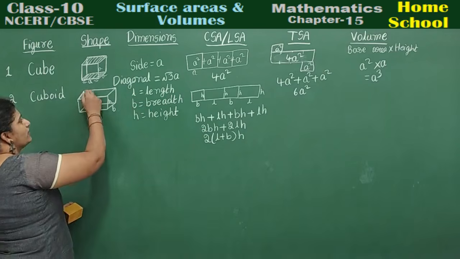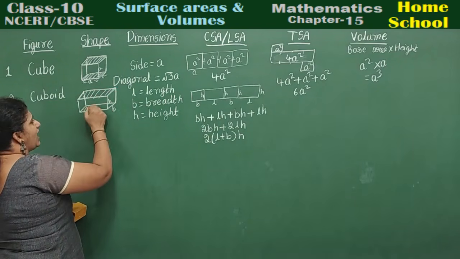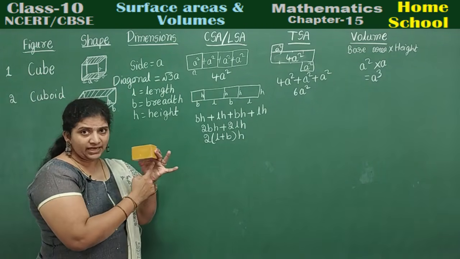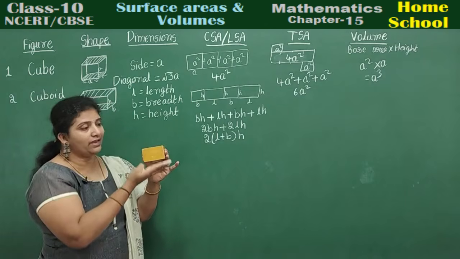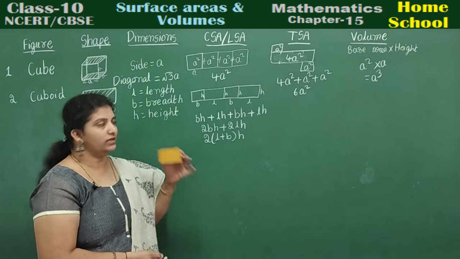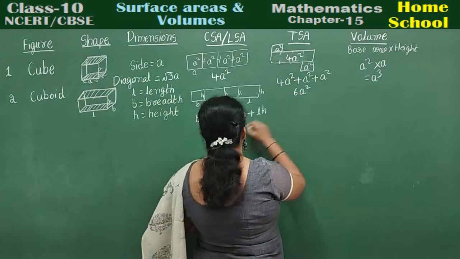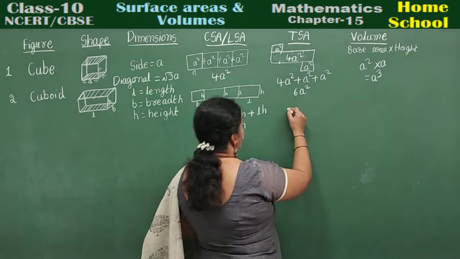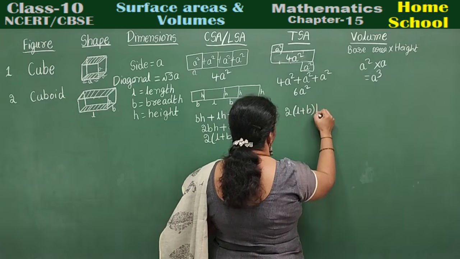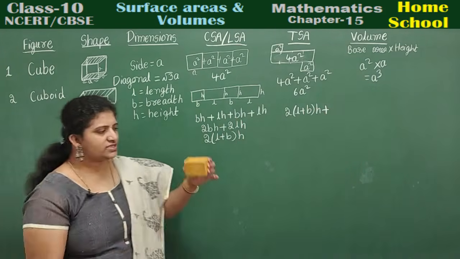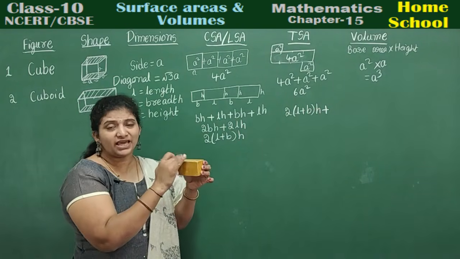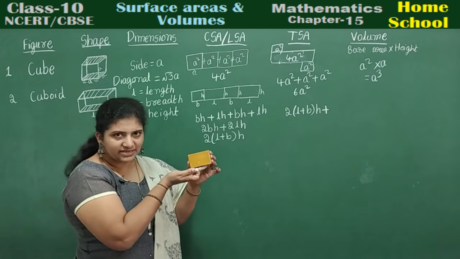Total surface area. Look here, this is the top shaded region and this is the bottom. Lateral surface area plus top area and bottom area. Top is a rectangle and bottom is also a rectangle. So look here carefully. First you need to write the lateral surface area of a cuboid: 2 times L plus B into H plus, what is this top area? Length into breadth. What is the area of this rectangle? LB. And this rectangle, LB.